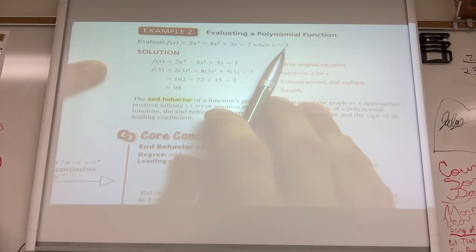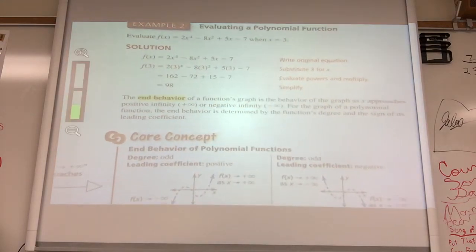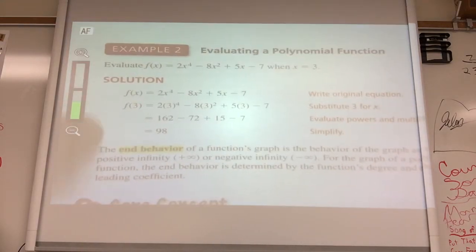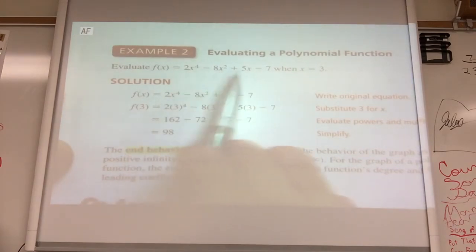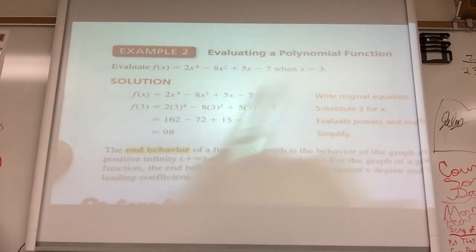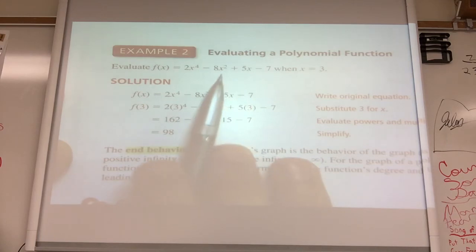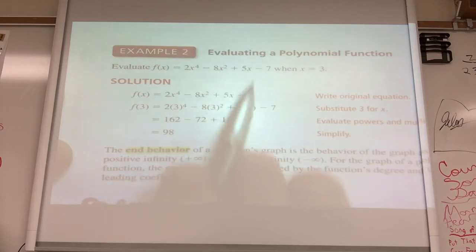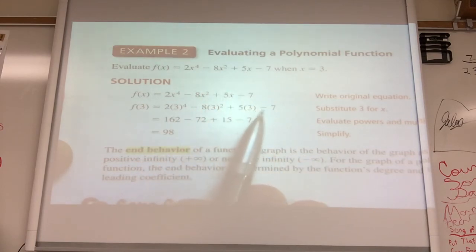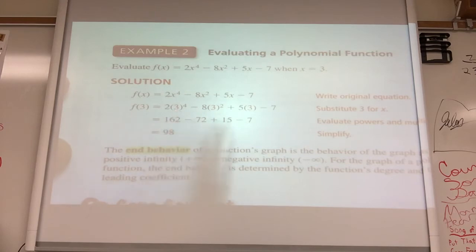So notice all you're doing at this point. I'm going to zoom in real quick. All you're doing is, for every single x in the polynomial function, you're plugging in 3. So you have 2 times 3 to the fourth, 3 squared. You have 5 times 3 minus 7. So they just plug in 3 for all the x's, or they substituted 3 in for all the x's, and then they evaluate the function. Now, so that's the answer. That's the final answer, 98.